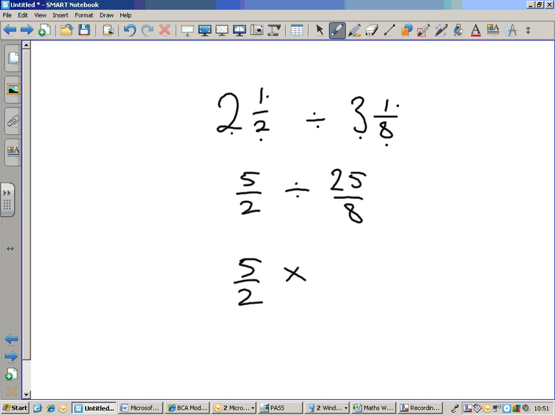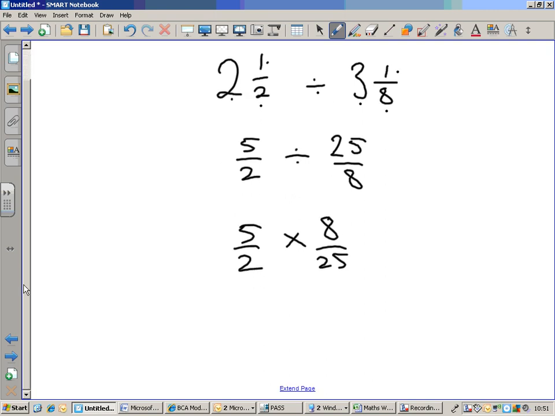5 halves, divide becomes a times, tip the one afterwards upside down to become 8 over 25, and we multiply in the usual way. Any cancelling? Yeah, 2 and 8 divided by 2. 5 and 25 divided by 5. Multiply the numerators, multiply the denominators, and there's your answer, 4/5. Makes sense, doesn't it? Because 2 1/2 is smaller than 3 1/8, so you'd expect it to be less than one whole lot of 3 1/8 going into that, wouldn't you?